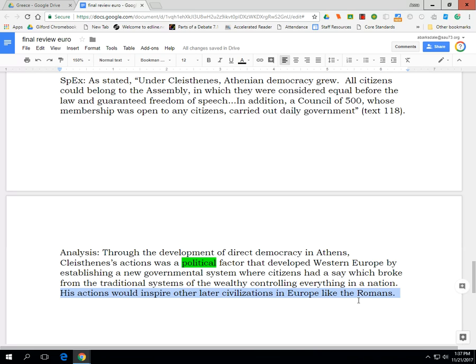So just be mindful that you really think about how this is a political factor. Political means government. So how would this be something that would help in the development of civilization? And from the perspective of the Athenians, it was the first time that voices were being given to citizens that were not wealthy. Okay?